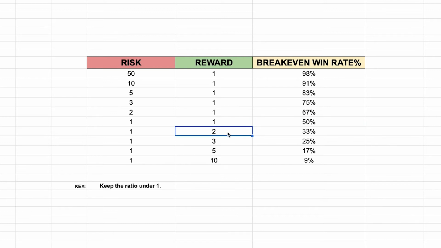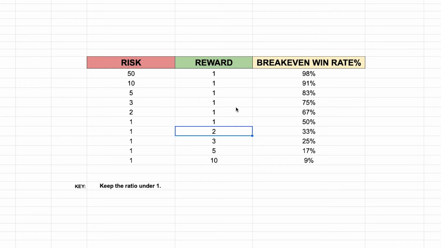Look how much this number jumps when you go from risking 1 for a 2 reward. So risking $1 to make $2. You can win 3 times out of 10 and break even if you're risking $1 to make $2 on your trades. I think somewhere in between here is the sweet spot.